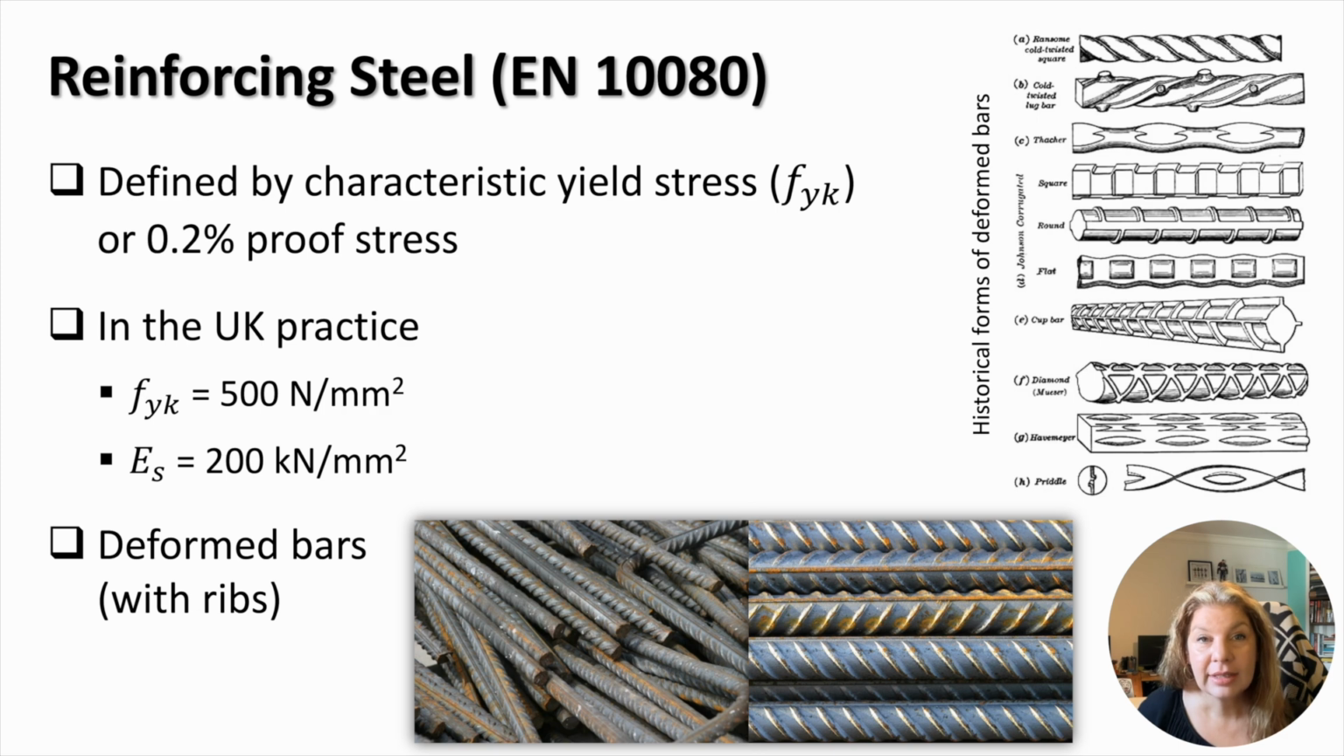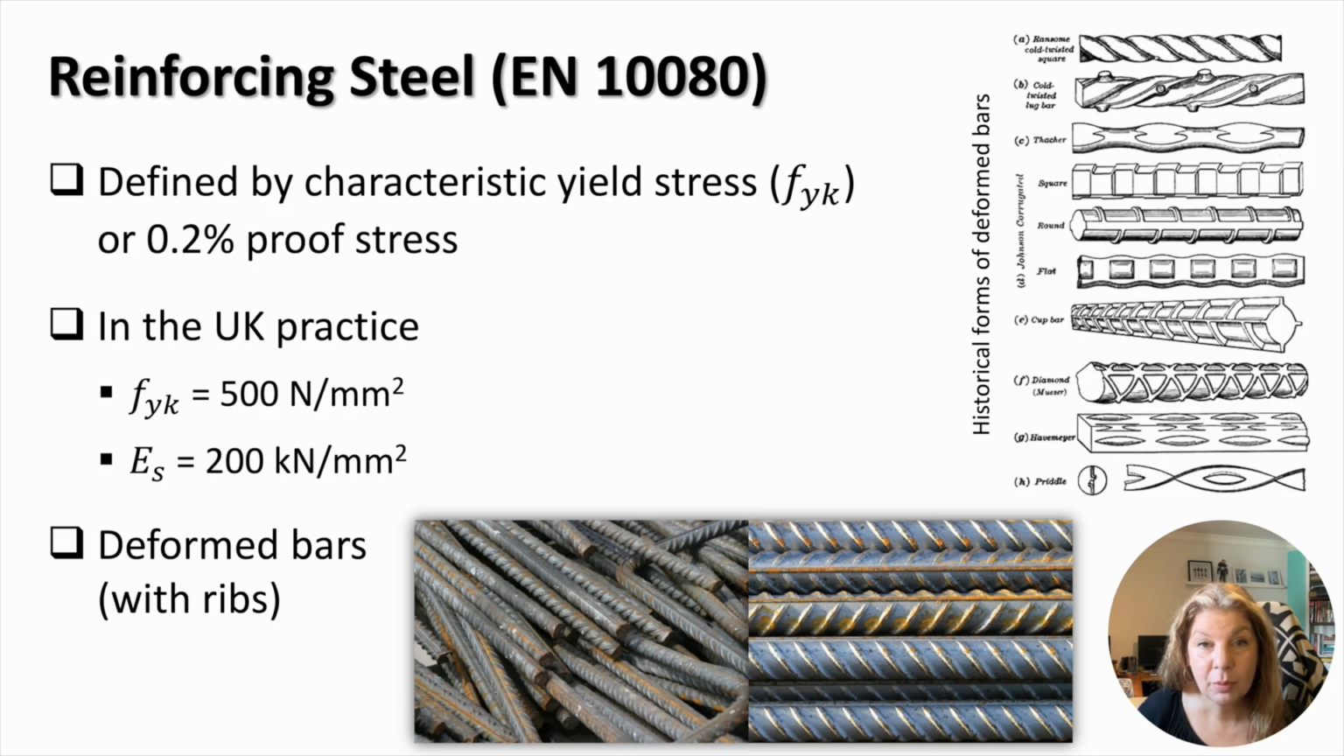The characteristic yield strength of reinforcing steel is defined as 0.2% proof stress. In the UK, the value of characteristic yield strength of reinforcing steel is taken as equal to 500 megapascals and the elastic modulus as 200 gigapascals. Reinforcing bars are manufactured with ribs to create mechanical interlocking between bars and surrounding concrete.